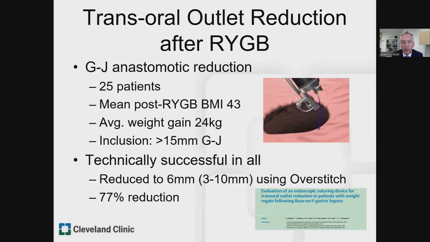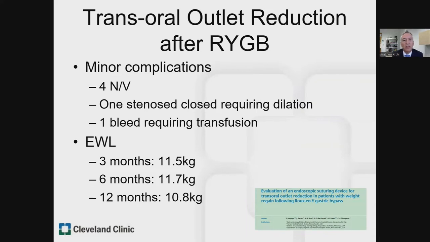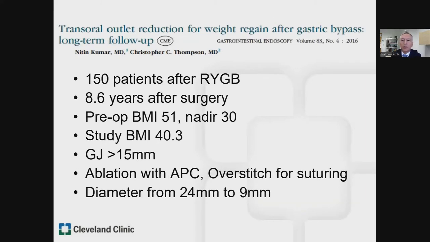The technical conduct of this procedure occurred in nearly all the patients, with a 77% overall reduction in the size of that gastrojejunostomy. Good complication profile, and excess weight loss at 3, 6, and 12 months was 11.5, 11.7, and 10.8 kilograms. And the same group then looked at longer term outcomes, now with 150 patients after Roux-en-Y gastric bypass, with up to 9 years after surgery.